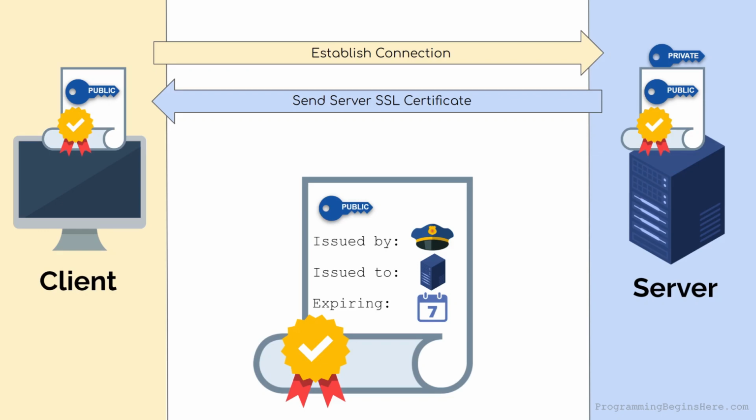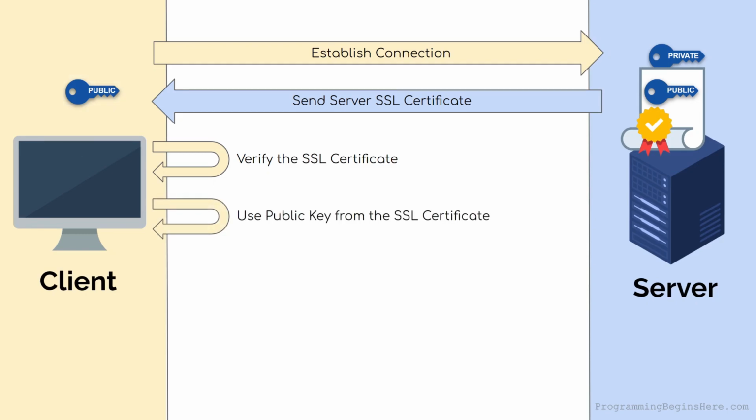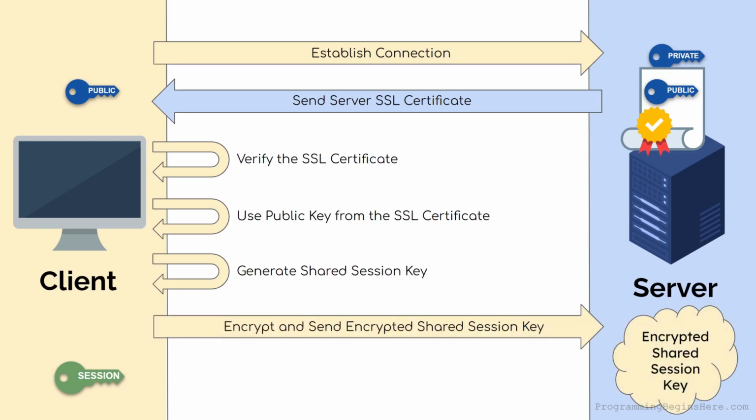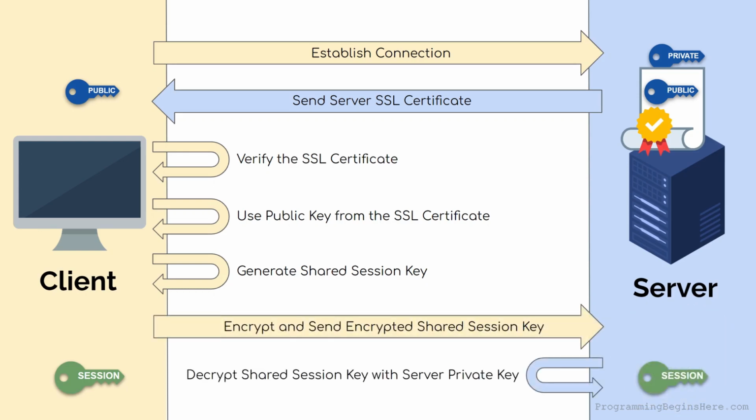When the client receives that certificate, it verifies it. It verifies the digital signature, the organization which issued the certificate, whether the server mentioned in the certificate is the one the client is trying to connect to, and whether the certificate is up to date. If everything is alright, it uses the public key from the certificate and continues to the shared key exchange flow as we went through in detail in the previous video. It generates the shared session key, encrypts and sends it to the server, where it gets decrypted, and the session key exchange is successfully completed.